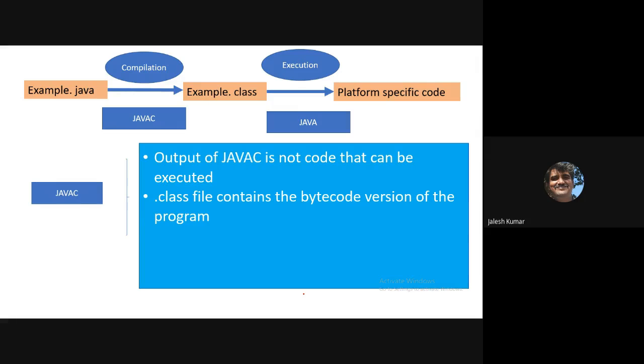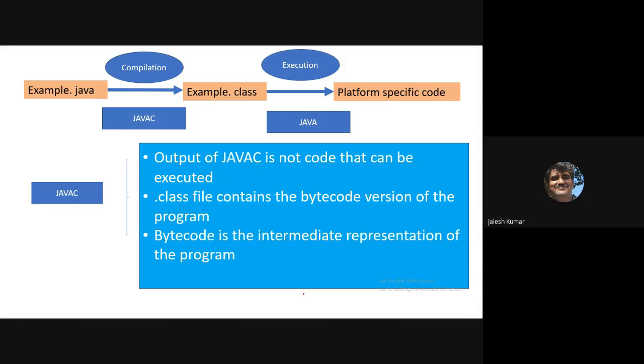That class file contains the bytecode version of the program. It's popularly known in Java. That class file contains bytecodes. It can be interpreted. You can't execute it directly, so it never produces any executable code. It contains bytecodes only. Now, bytecode means what?